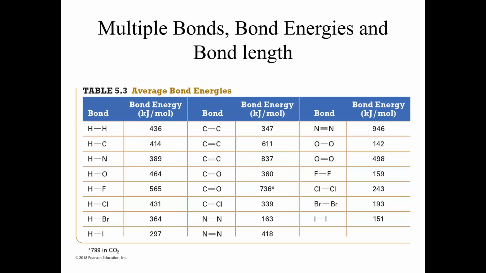As far as bond energy is concerned, a double bond is stronger than a single bond, and a triple bond is stronger than a double bond. So it's harder to break. You have more forces holding two atoms together. Here's an example, just looking at carbon and carbon. The energies are in kilojoules per mole. It almost doubles here from a single to a double bond, from 347 to 611. A triple bond, 837 kilojoules per mole. That's a pretty strong bond.